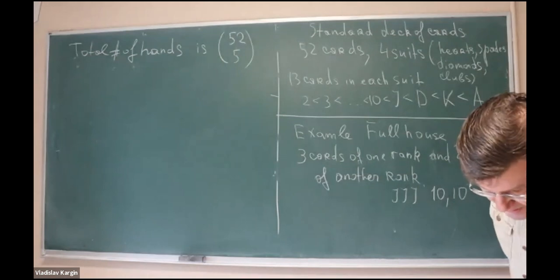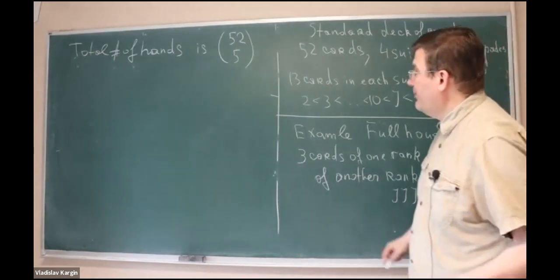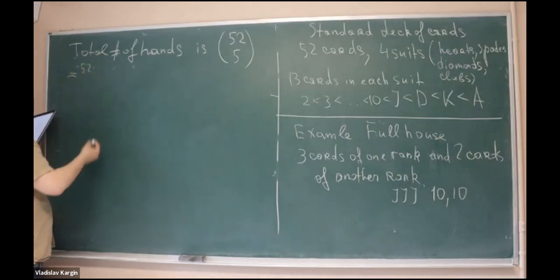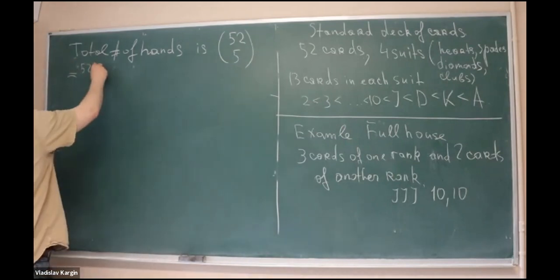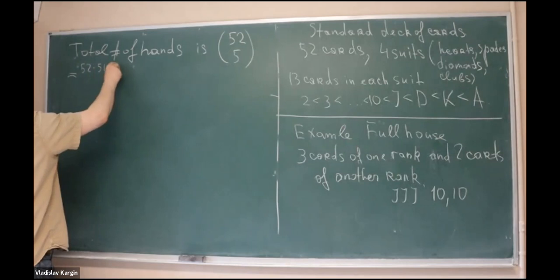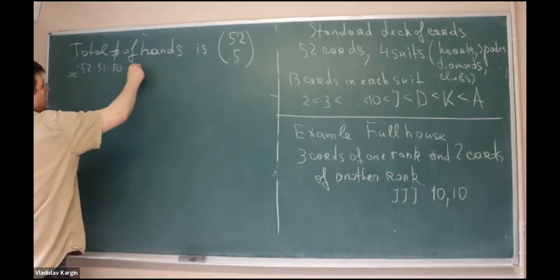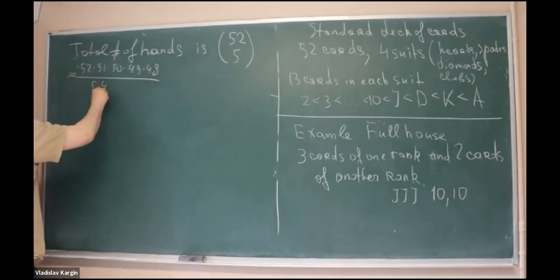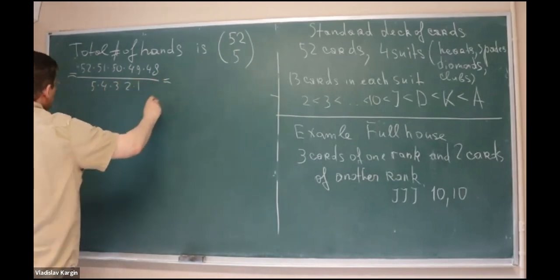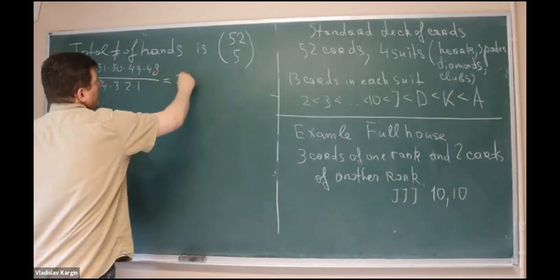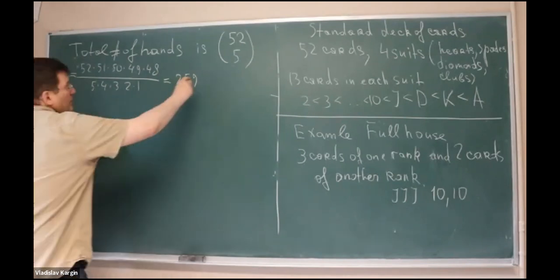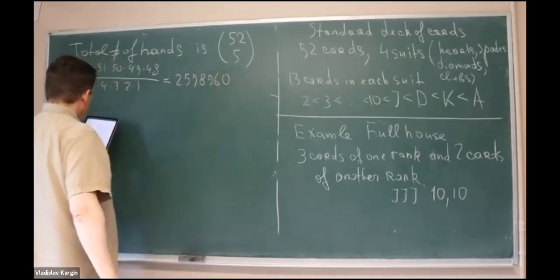Now it's possible to calculate it. In principle it's calculable, and by our usual rule, if you don't have software, the easiest would be to calculate 52 times 51 times 50 times 49 times 48, 5 factors, divided by 5 times 4 times 3 times 2 times 1. Which would give you 2,598,960.